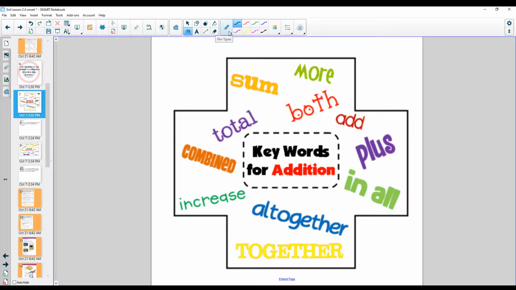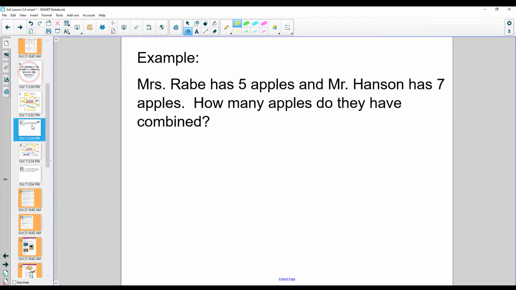Sometimes you'll hear this word as plus. Remember that the word sum means adding. Both, together, add, plus. How many in all or all together? What about if we combine them? What's the total number? If we see some of those keywords, those are telling us that those are going to be addition words.